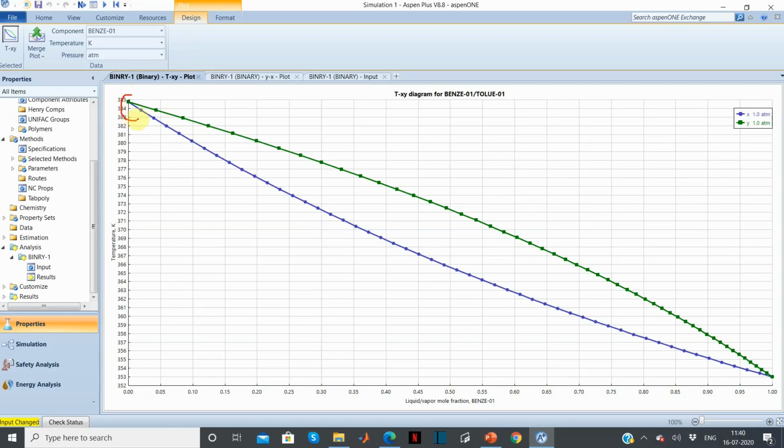At the leftmost, there is pure toluene and the boiling point is around 384.7 Kelvin. And at the rightmost is pure benzene. The boiling point of pure benzene is 353 Kelvin. In the region between these two curves, there are two phases, and below the saturated liquid line, there is subcooled liquid. This region is called subcooled liquid, and above the saturated vapor line, this phase is called superheated vapor.